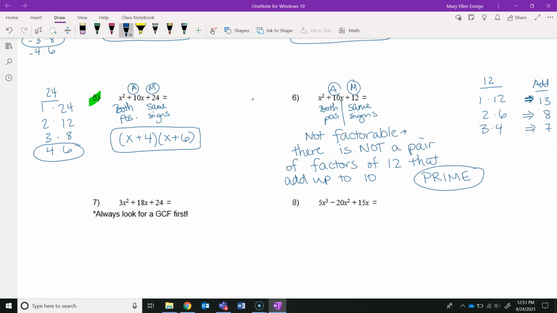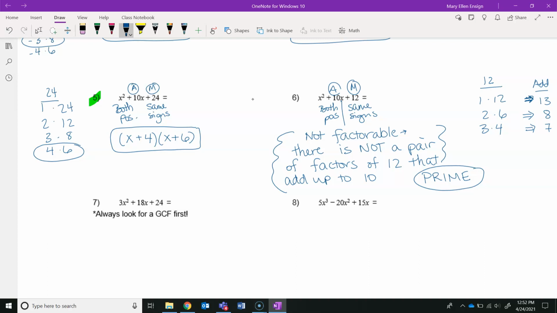Now, my one concern when I teach about prime is that this is why I wrote this out, this reason for why we know it's prime, right? We've looked at all the pairs of factors of 12. We've checked that none of them add up to 10. So my concern is sometimes people think as soon as I can't find the answer, it must be prime, right? Well, sometimes it just takes a little bit to go through the problem. So I don't want you to think as soon as you can't find an answer, it's prime. I want you to know why it's prime.